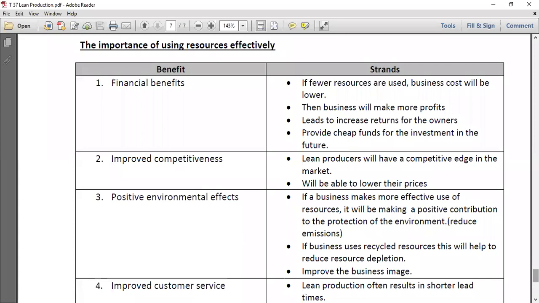In the examination, if we ask a question, right, analyze the benefits of lean production, analyze the importance of using resources effectively, you must be able to take at least 2 benefits, and develop them using at least 3 strands here. For example, financial benefits: because of lean production, fewer resources are used, therefore business costs will be lower. This will lead to an increase in their profit. So always with financial benefits, the leading point is increased profitability. You can say their business will make more profit, leading to increased return for the owners, and provide cheap funds for investment in the future.